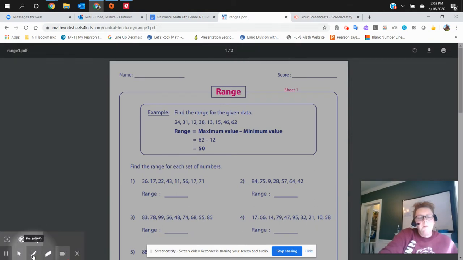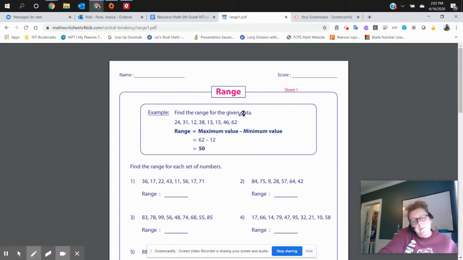Okay. So first for range, here's the paper that you're going to do today. It says find the range for the given set. Range is the maximum, or the biggest number, minus the minimum, or the smallest number. For example, if we look at all of these numbers, we find that 62 is our biggest number. So 62 will come first. Then we need to look and see what our smallest number is. And our smallest number is 12. So 12 will come second. When we do the subtraction problem, 62 minus 12, we get 50. So this is the range for that data set above.